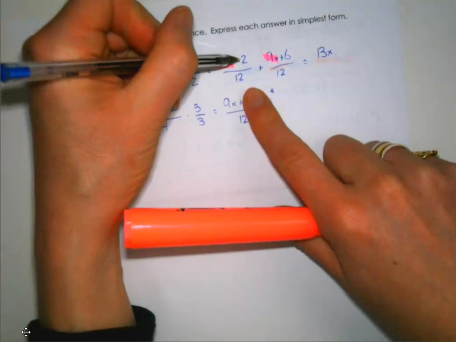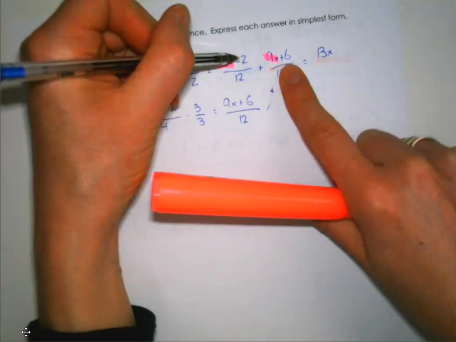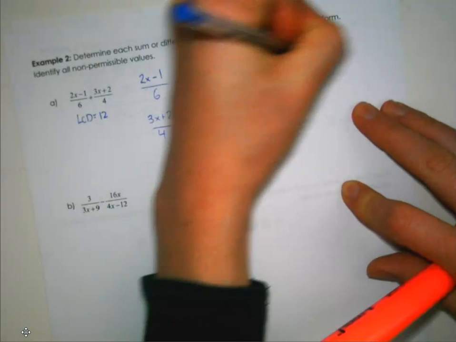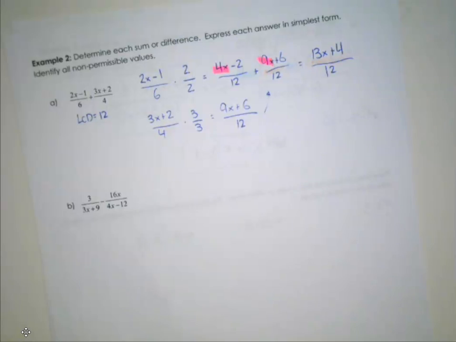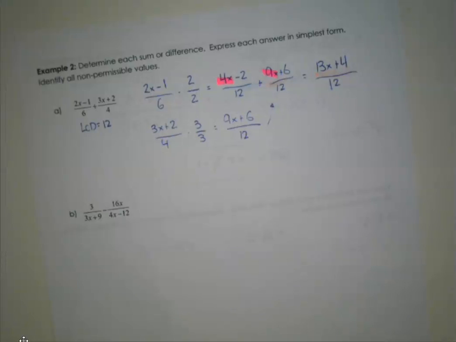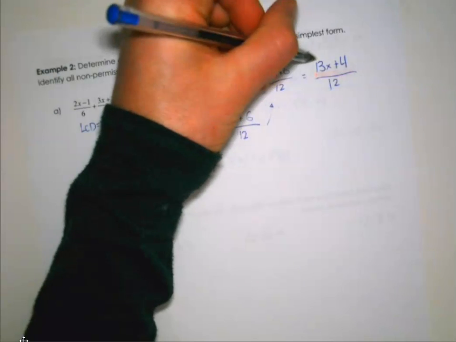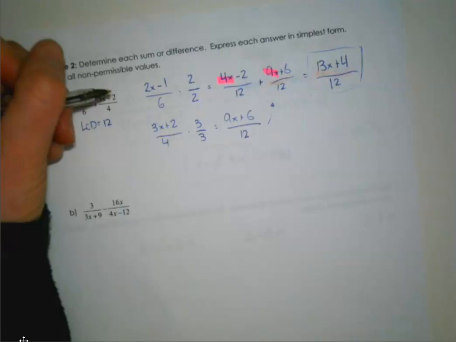And then negative 2 plus positive 6. So negative 2 plus 6 is plus 4. And all of that will be over 12. So that's our final answer for this one. We can't factor anything out of 13x and 4, right? There's no common factor there. So we can leave that as our final answer.